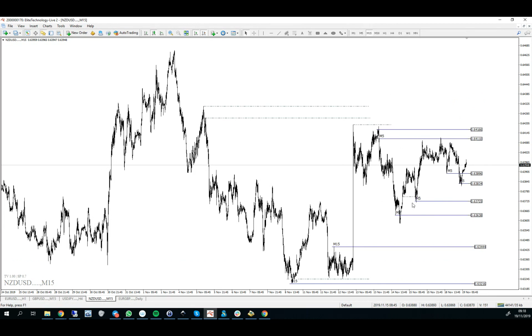We can still hold on for the short if we're looking for the long term, but we can expect these levels to consume some of our profits while we are holding our trades. So this is going to be a natural thing to expect.